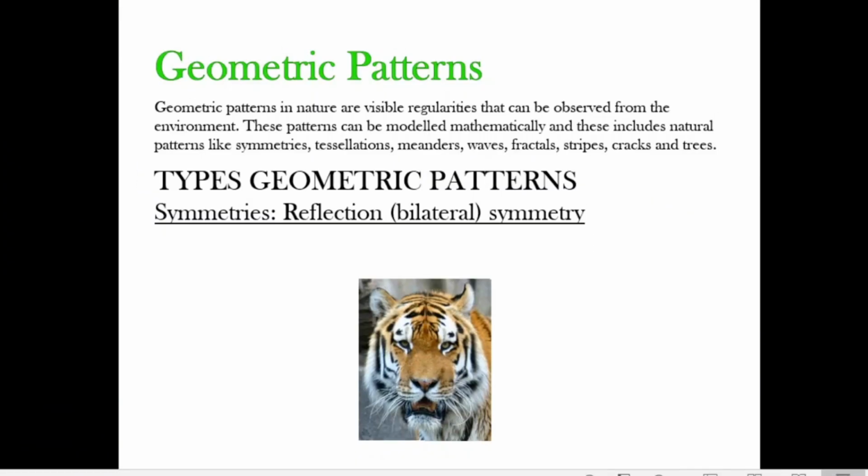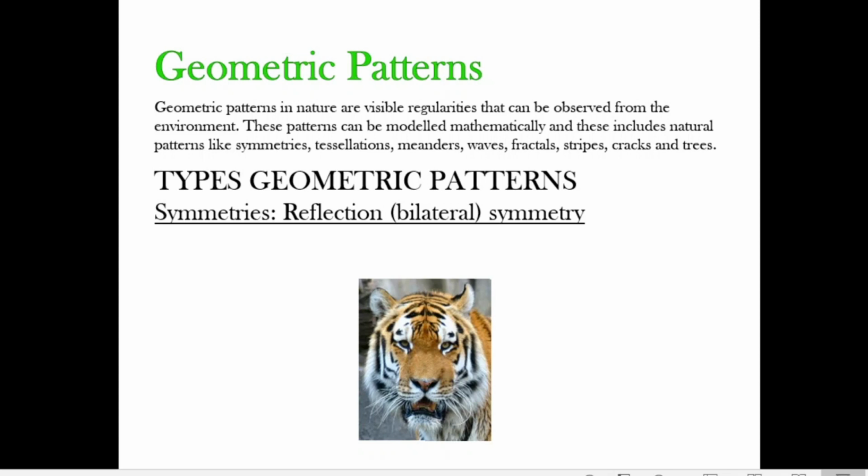And we are now down to our last pattern. It's called a geometric pattern. And this is actually one of the conclusions of the patterns that we observed in nature and in our environment in general. The first type of geometric pattern that we will be talking about is called symmetries. And one specific type of symmetry is called a reflection or a bilateral symmetry.